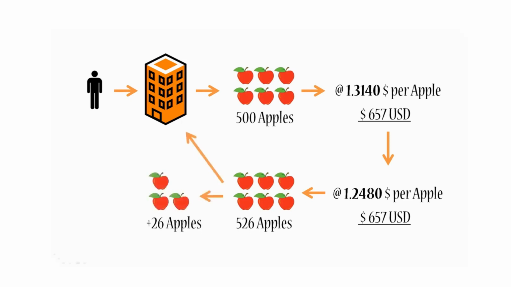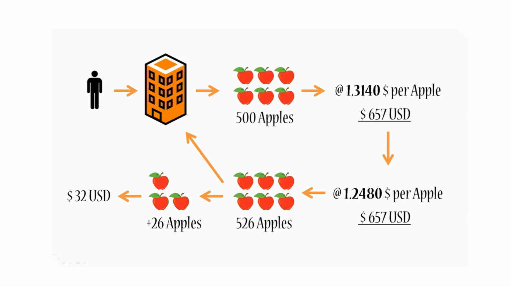So as you remember, you still have to return 500 apples to your broker, and that's exactly what you do. You return 500 to the broker, and that means you still have 26 apples of profit in your hands. Because of this transaction, you're left with an extra 26 apples. And now what you do with these 26 apples is you convert them back into US dollars at the exchange rate at the time. And that basically means that now you have a profit of 32 US dollars.